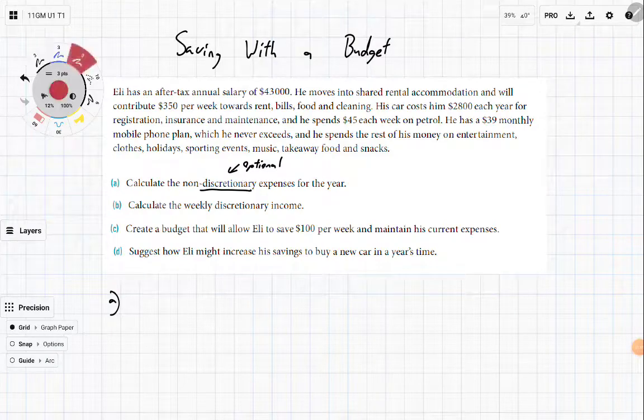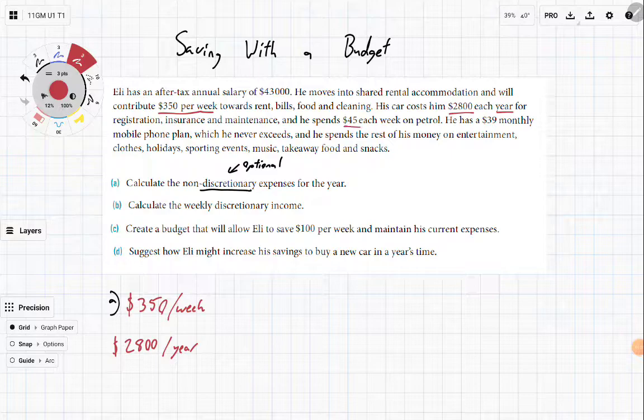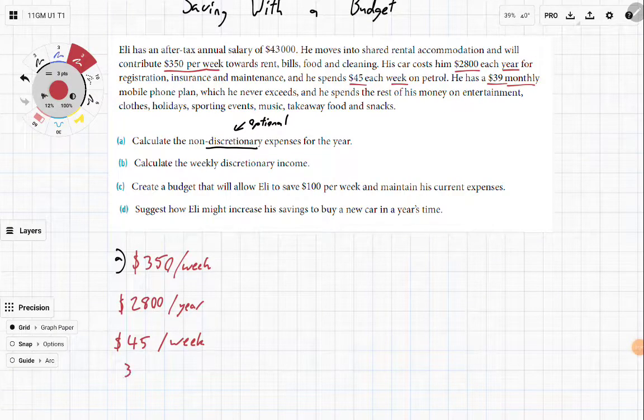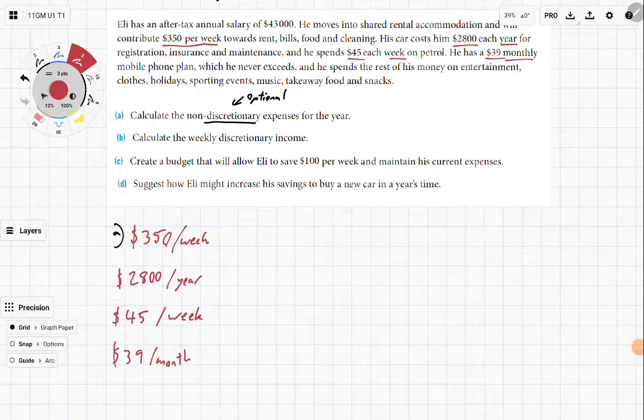Let's have a look through. So $350 per week. We have $2,800 per year. What else do we have? $45 each week on petrol. $39 monthly on a mobile phone plan. Alrighty. So those are all of his non-discretionary spending, basically the spending he has to do.